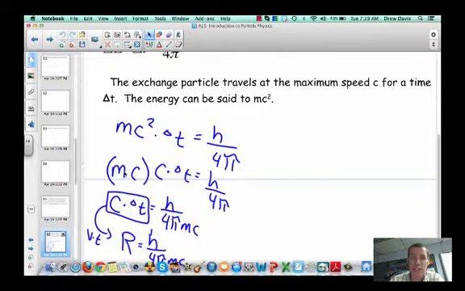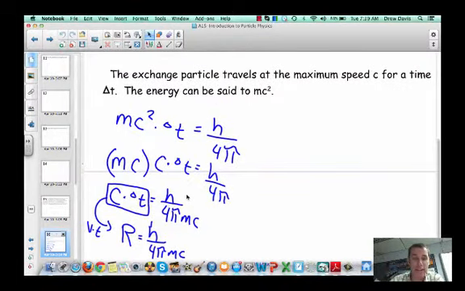Scrolling down a little bit, on the second line, I've taken the mc squared and just turned it into m times c times delta T equals h over 4 pi. And I've taken the mass times speed of light and brought it over to the denominator on the right hand side of the equation. So now I have c times t equals h over 4 pi mc.